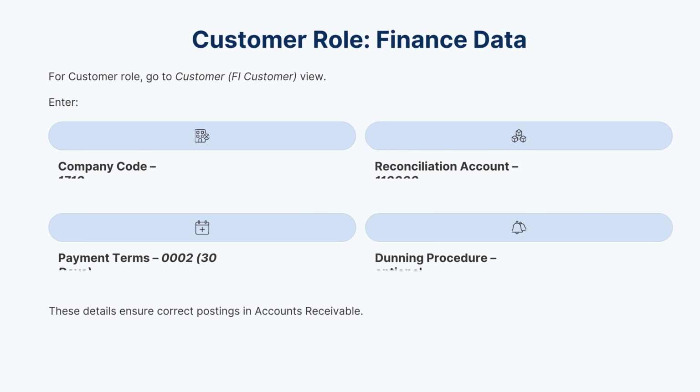Customer role, finance data. For customer integration, go to Customer, FI Customer view. Enter the company code, reconciliation account 11,000, and payment terms 0002, 30 days. Optional settings like dunning procedures can be defined here. This ensures accounts receivable postings flow correctly from billing transactions.